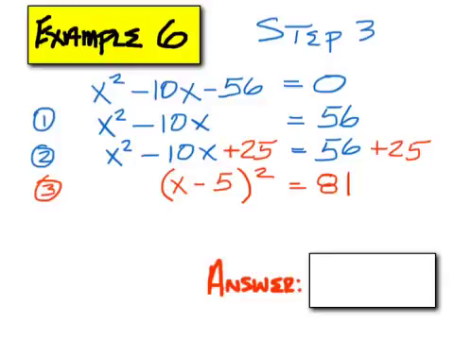Here's another step 3 example. In this case, we have x squared minus 10x minus 56 equals 0. This goes to this side and changes signs to positive 56. Half of 10 is 5. Square the 5 to get 25 and add it to both sides.